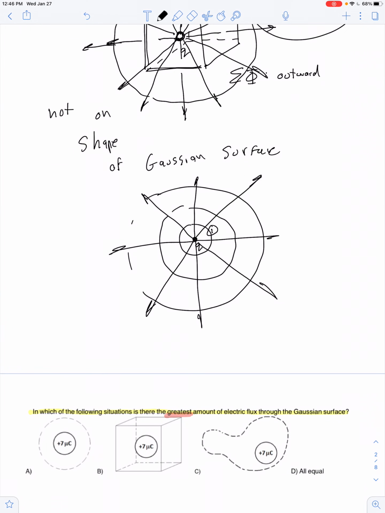Gaussian surface 1, Gaussian surface 2, or Gaussian surface number 3? In which case is there the greatest strength electric field? Well, clearly the answer for that is number 1. But if we change the question and say, in which case is there the greatest amount of flux, they're all the same. Remember that flux is equal to the strength of the electric field multiplied by the area.